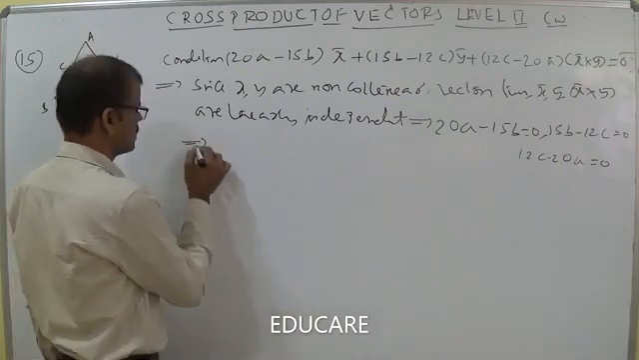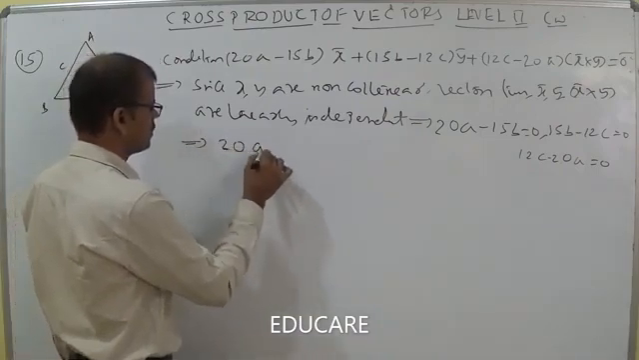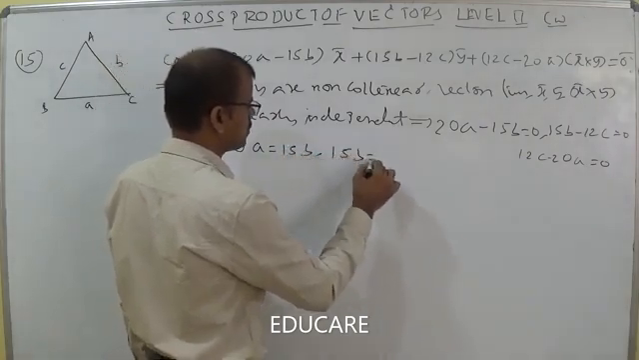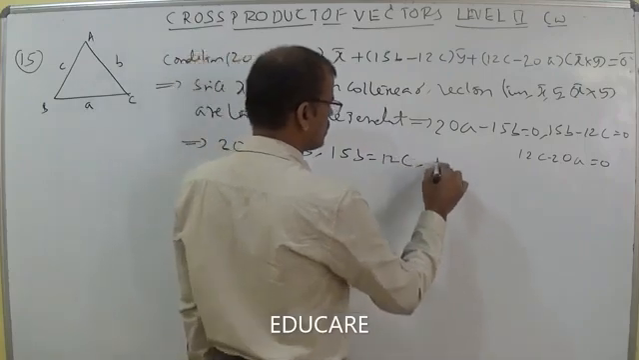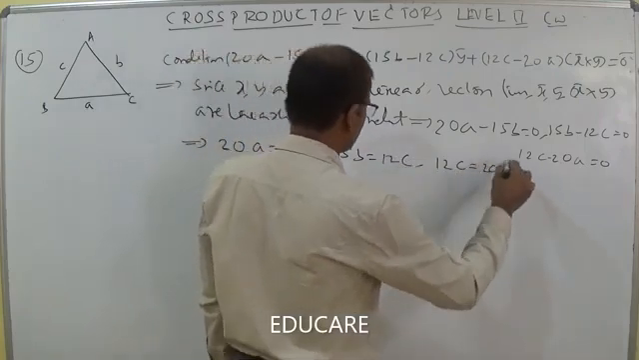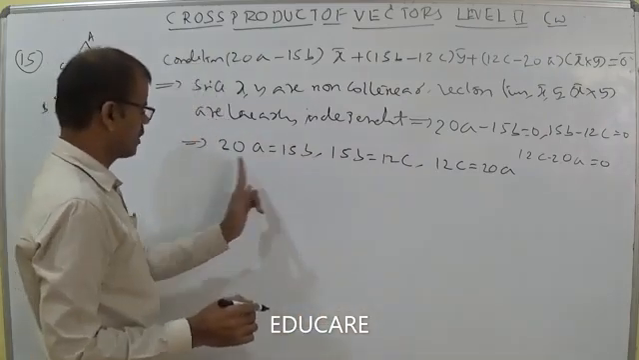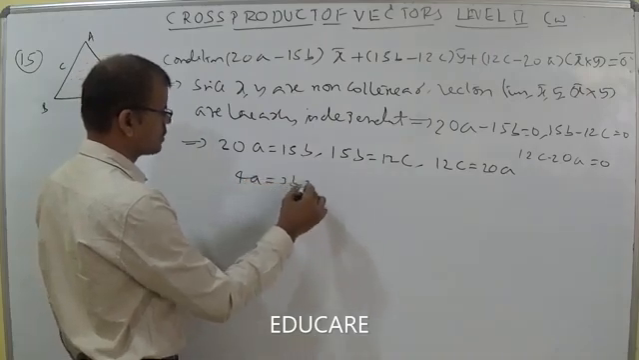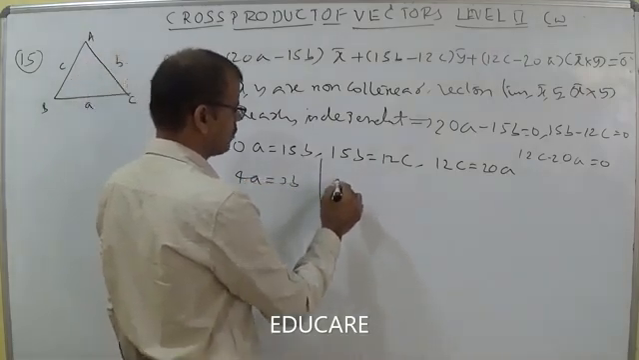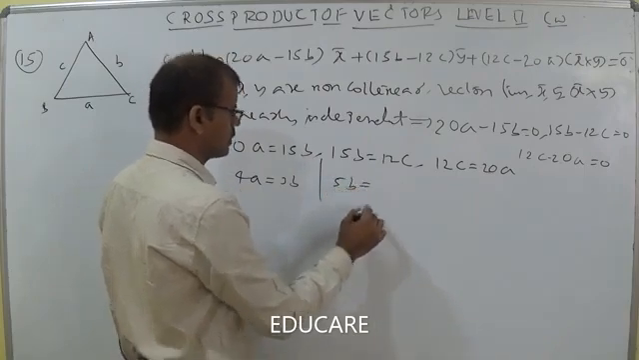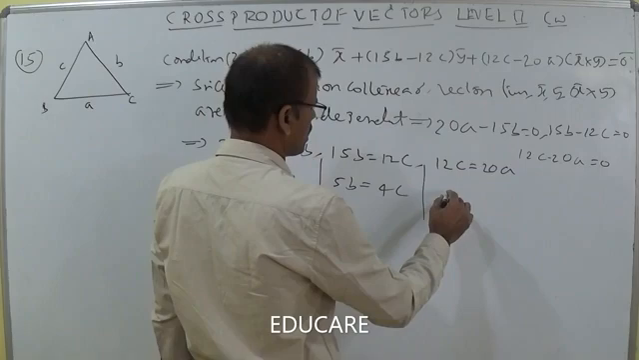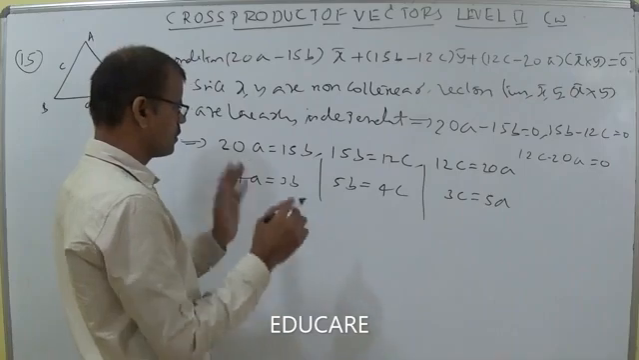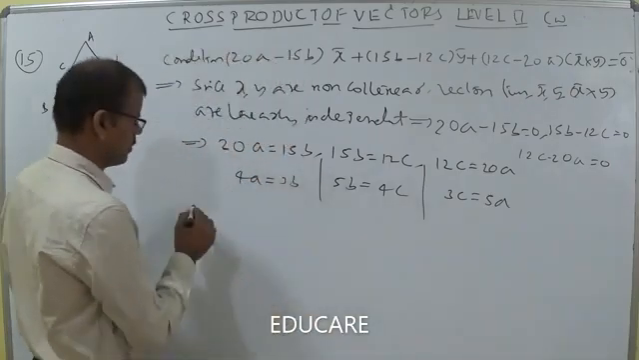You can say that 20a is equal to 15b, 15b is equal to 12c, 12c is equal to 20a. Here you divide by a common number, the common number is 5. So you can write 4a is equal to 3b. Here you divide by the common number 3, and here 4c. You divide by the common number 4. So 3c is equal to 5a. 4a equal to 3b, 5a equal to 4c, 3c equal to 5a.